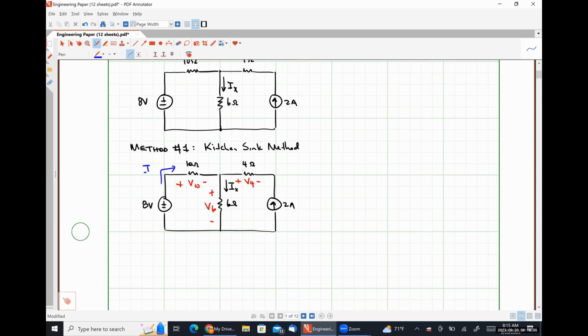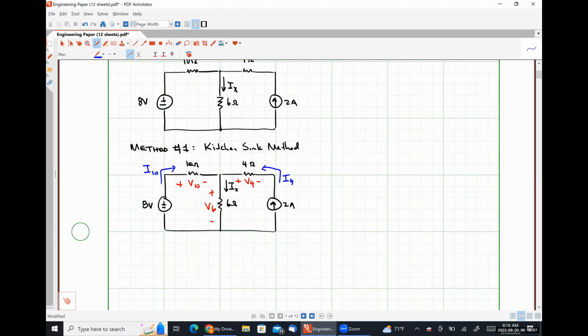I'm going to call this current I10 because it flows through the 10 ohm resistor. The current flowing down through the 6 ohm resistor already has a label IX, so we're going to leave that alone. And I'm going to define my current I4 in this direction so that we can easily see that it's just 2 amps flowing through the 4 ohm resistor. So effectively, every voltage and current in this system has a name at the very least right now.